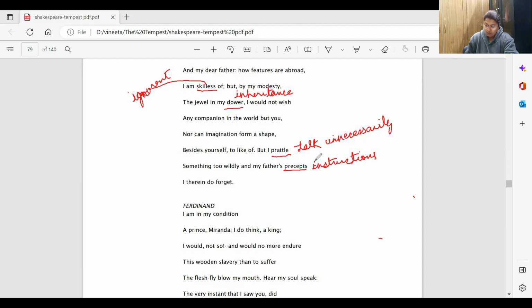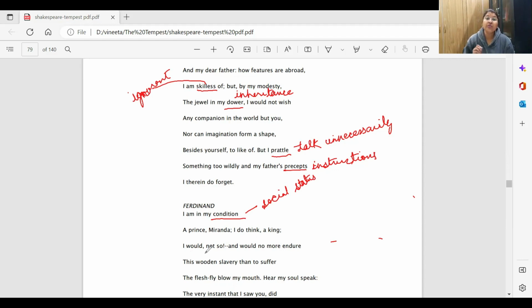And now Ferdinand, because Miranda has confessed her love for him, says, "I am in my condition a prince, Miranda. I do think a king." I am in my condition, in my status. Condition here may refer to social status. So in my social status, I am a prince. Ferdinand says that he is a prince. I do think a king, and even I think of myself to be a king.